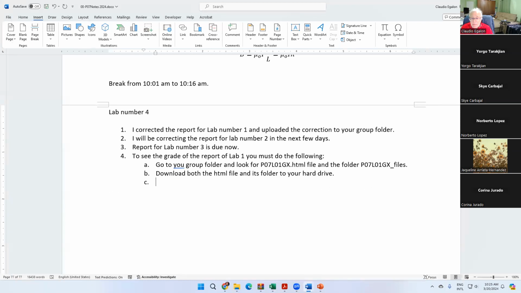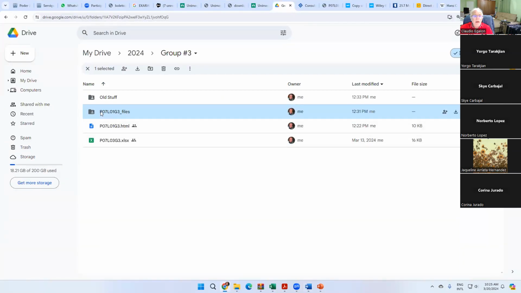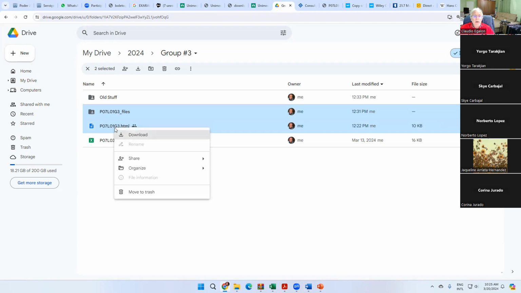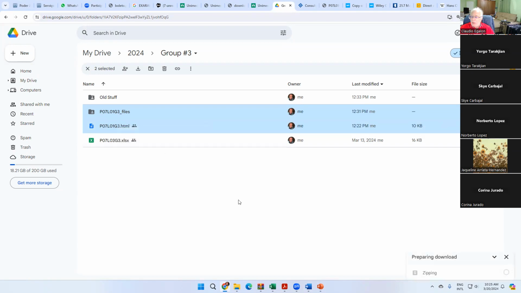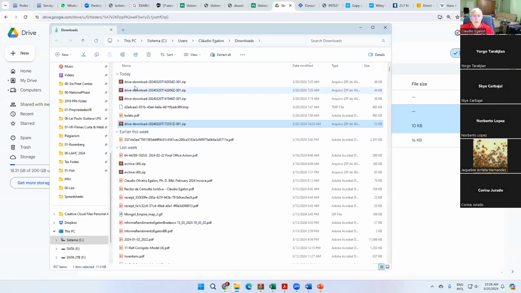And download, okay, let's see, unzip. When you download those two files, let me show you what happens. I'm going to download those two, okay? Group number 3, here you go. Download. It's going to zip those two files and download to the download folder. Here you go. That's the one. No, not this one, this one right in here. 1025, yeah. Okay, the file is zipped.